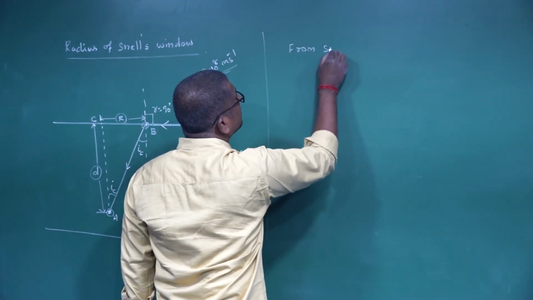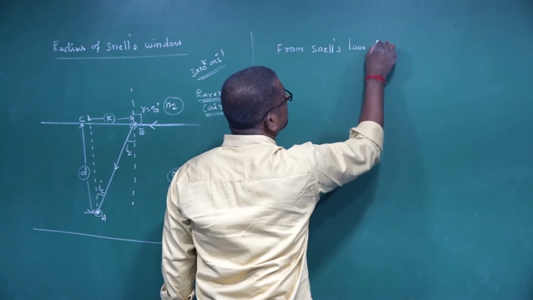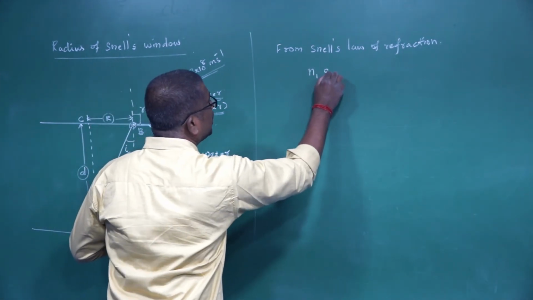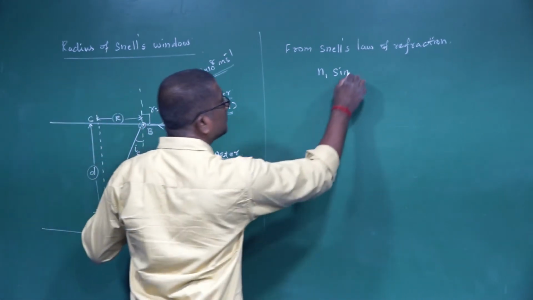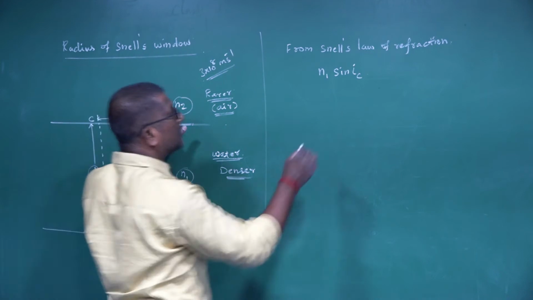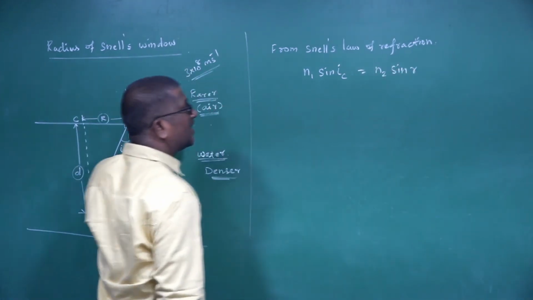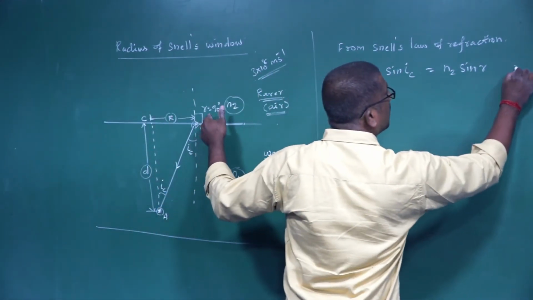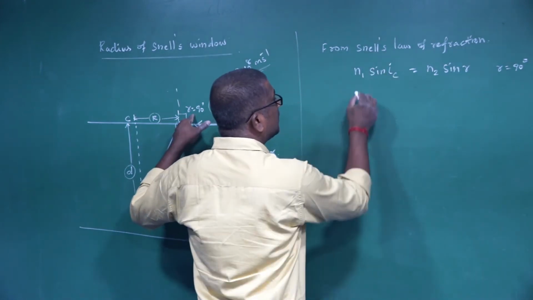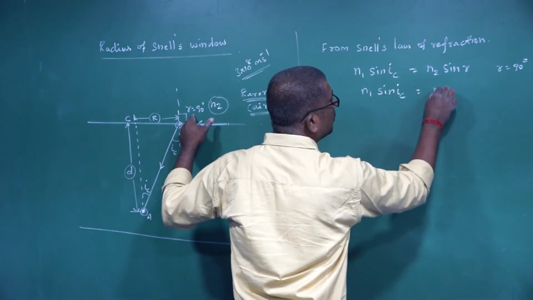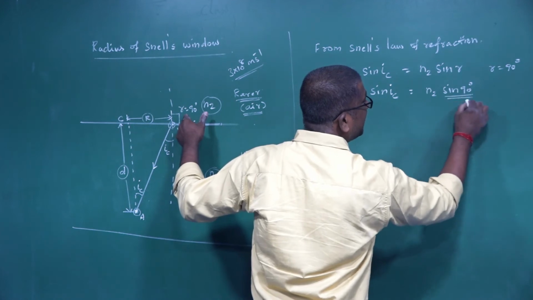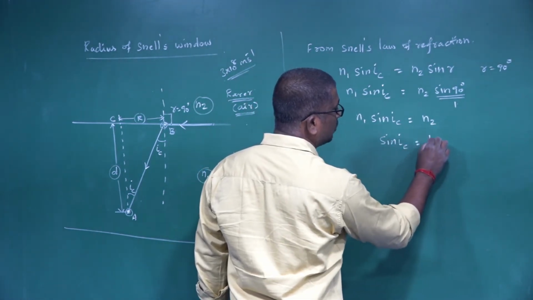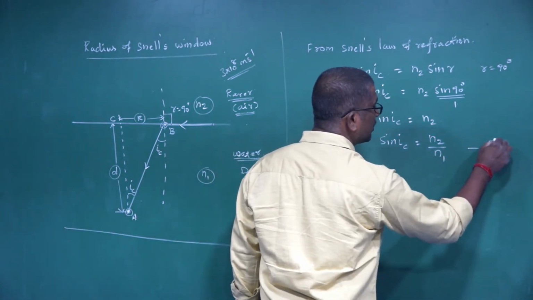From Snell's law of refraction, N1 into sine of the angle of incidence, this is the critical angle, N1 into sine I suffix C is equal to N2 into sine R, right? If the angle of incidence is equal to the critical angle of the medium, the angle of refraction is 90 degrees. Therefore N1 into sine I suffix C is equal to N2 into sine 90 degrees. Sine 90 is 1. Therefore N1 into sine I suffix C is equal to N2, or sine I suffix C is equal to N2 divided by N1, right? Suppose this is taken as equation number 1.